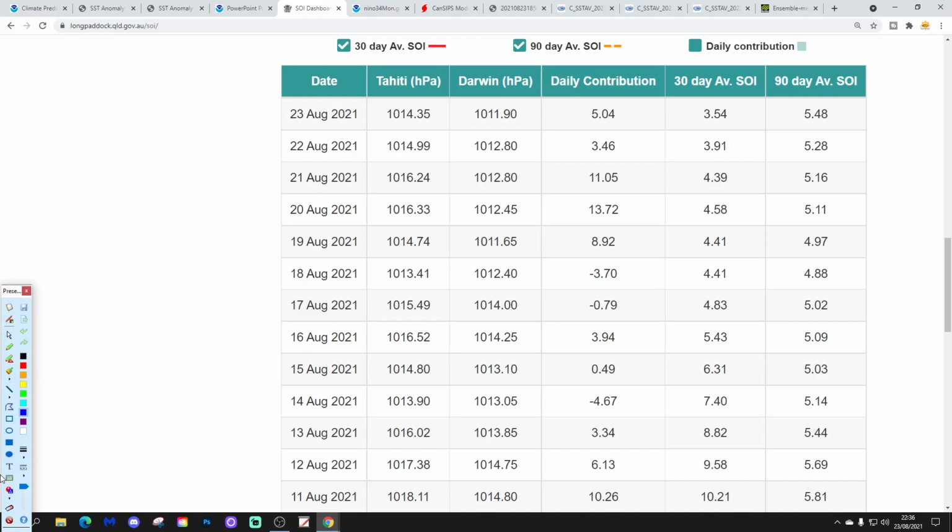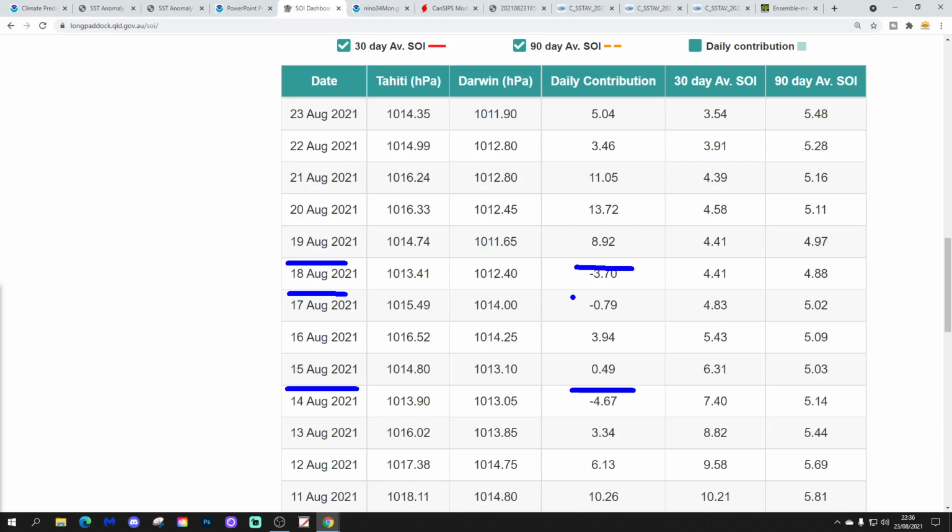So you see we are getting some days that are a little bit negative. For the 14th of August, we're at minus 4.67. The 18th of August, we're at minus 3.70. 17th of August, we're at minus 0.79. So weakly negative on some days, slightly reflecting in the atmospheric state an El Nino, but many of the days actually still in positive territory, some quite significant.